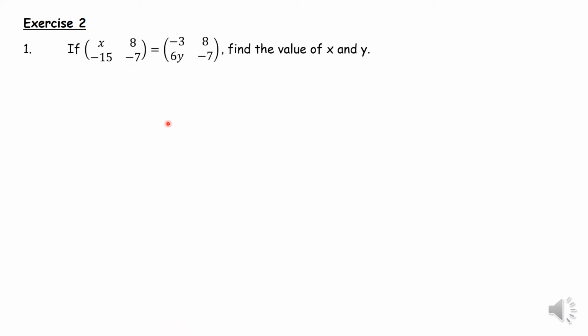So I'm bringing in here that concept of equal matrices, where we say one element is exactly equal to its corresponding element. So what we do here is calculate the value of x and the value of y. Now x is very easy. x should be -3 because these elements should be equal. And the next one, you say 6y is equal to -15, and you solve for y. In this case, y is 2.5.